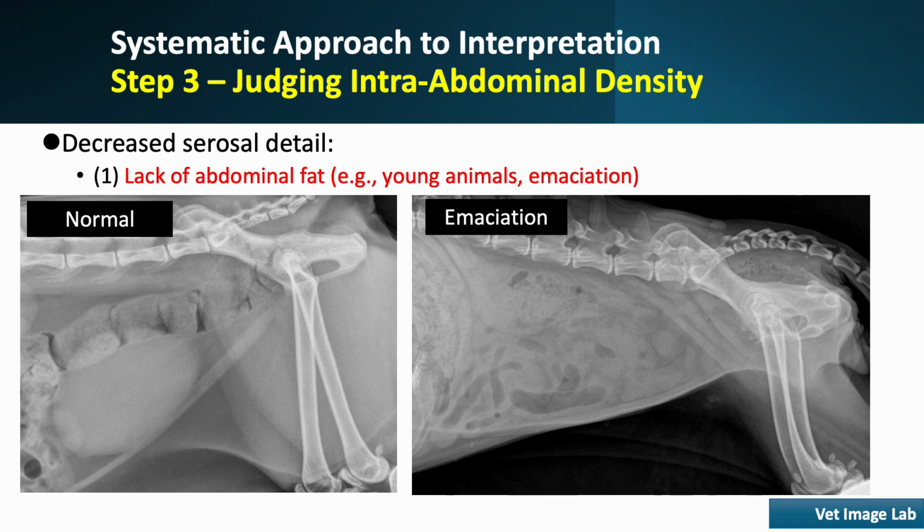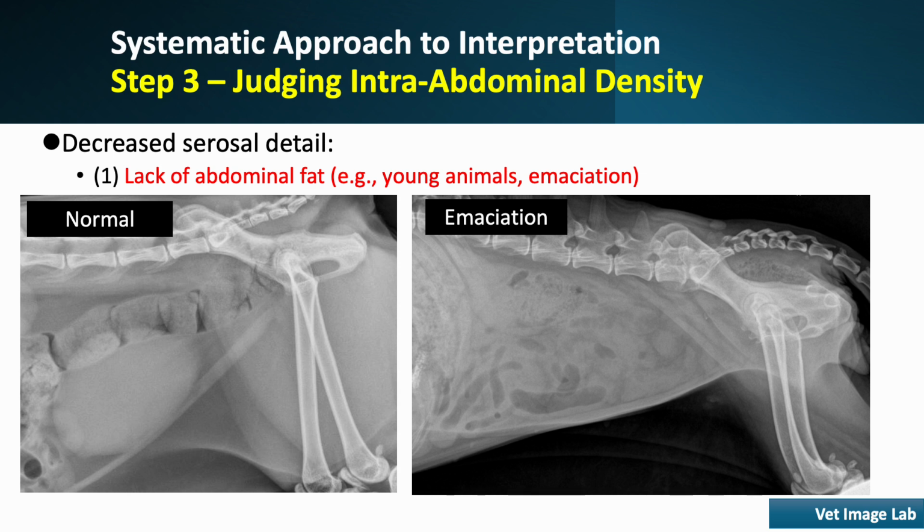All right, now that we understand the role of fat in serosal detail, let's move on to what happens when serosal detail is decreased due to fat deficiency. Look at these images. The one on the left shows clear serosal detail, while the one on the right has reduced visibility. Can you see the difference?